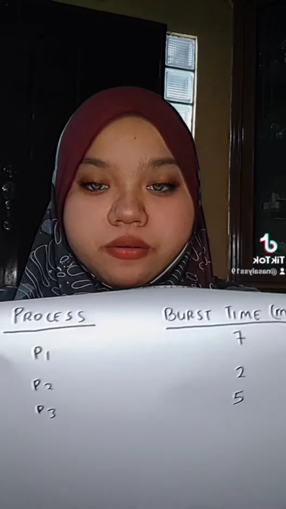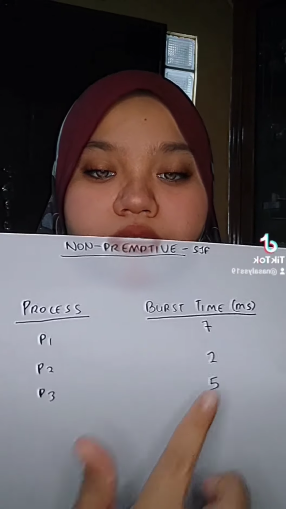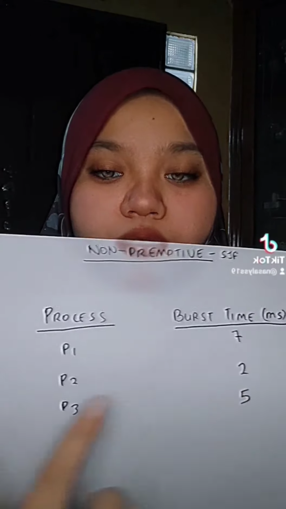Okay, so since shortest job first has to go first, it doesn't matter whether P1, P2, or P3 arrives first, the shortest job has to be executed first. Since P2 has the shortest burst time, that is why P2 has to go first. And then the second shortest is 5 milliseconds, which is P3, process 3. And the third one is P1 because the burst time is 7 milliseconds.